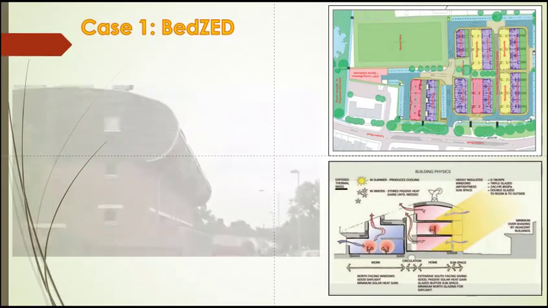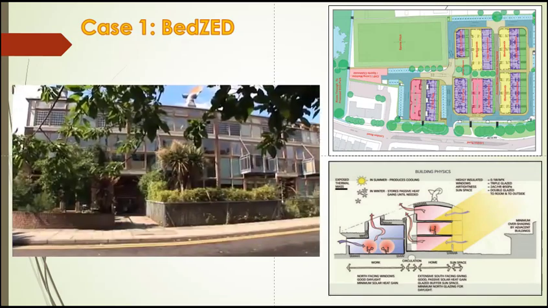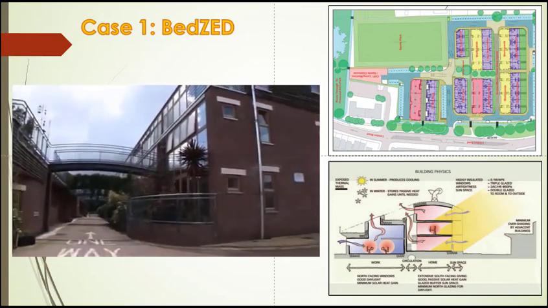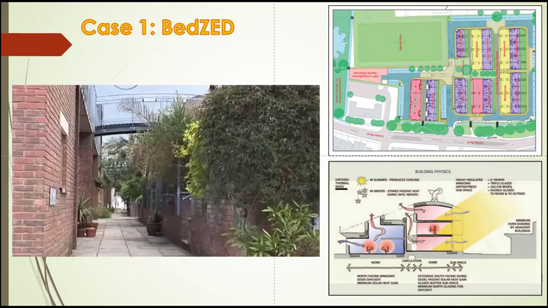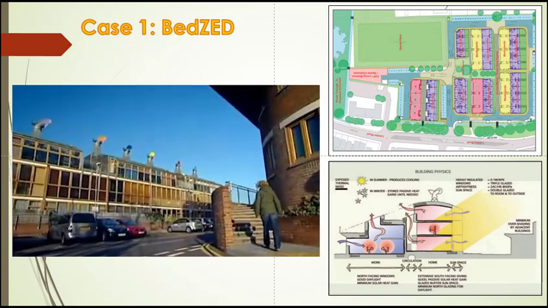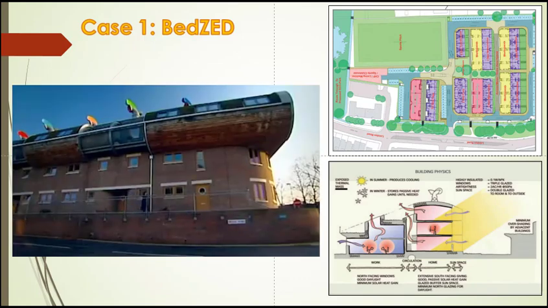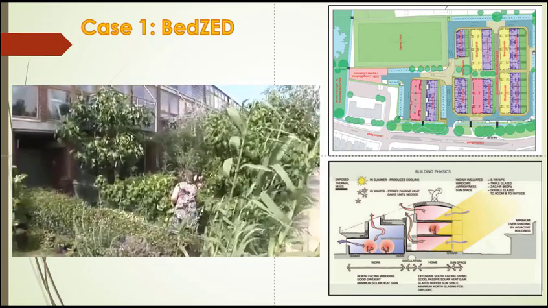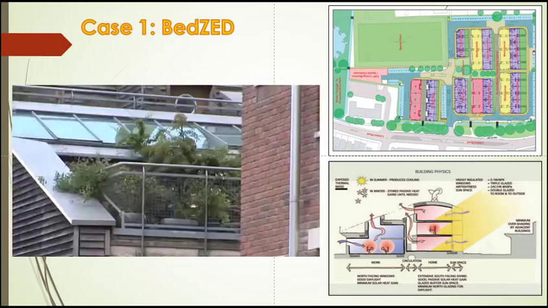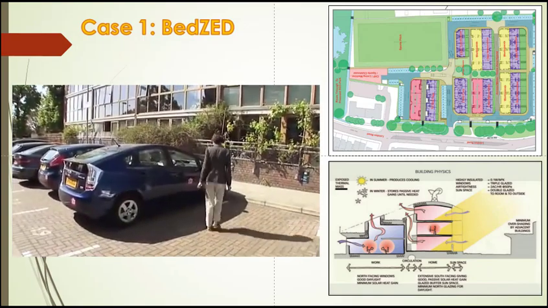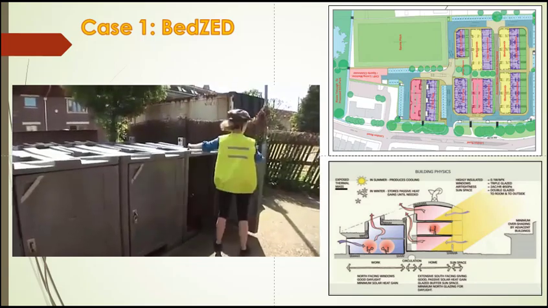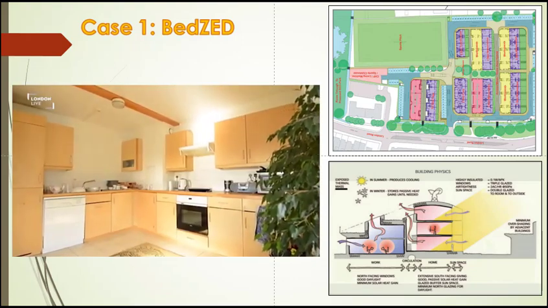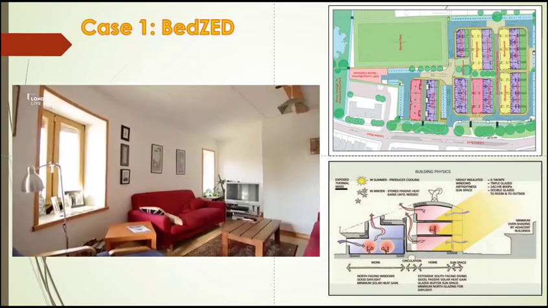BedZED, case number one. BedZED in Sutton, South London, has gone down in history as the UK's first large-scale mixed-use sustainable community. BedZED was designed to create a thriving community in which ordinary people can enjoy a high quality of life while living within their fair share of the earth's resources. Ecological and carbon footprinting were used to set benchmarks for sustainable lifestyle. BedZED seeks to offer its occupants the opportunity to live and work with a completely carbon neutral lifestyle.